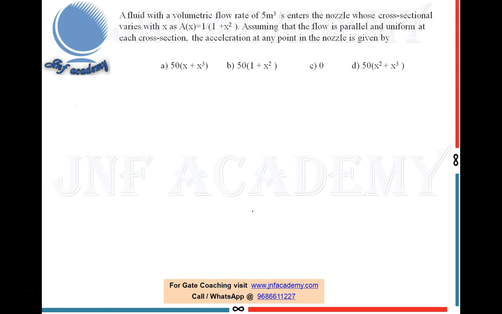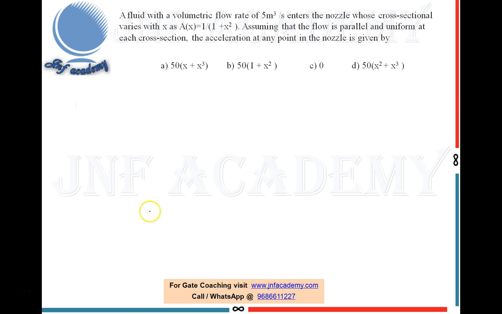Some previous year GATE questions, so that you know. A fluid with a volumetric flow rate of 5 meter cube per second enters a nozzle whose cross-sectional area varies with x as A(x) = 1/(1 + x²), assuming that the flow is parallel and uniform across each section. The acceleration at any point in the nozzle is given by.